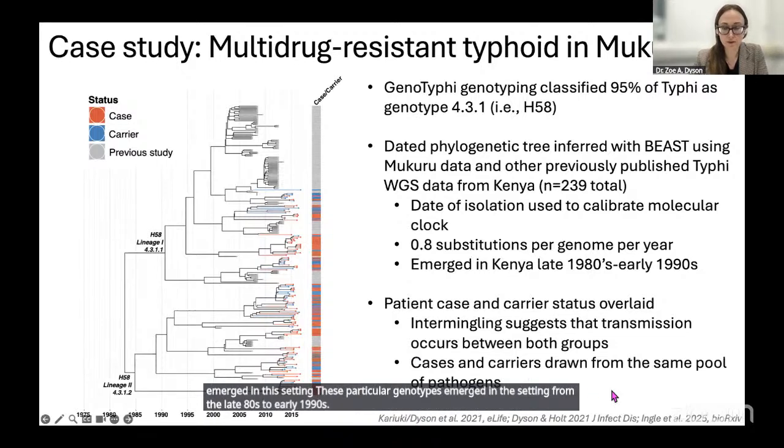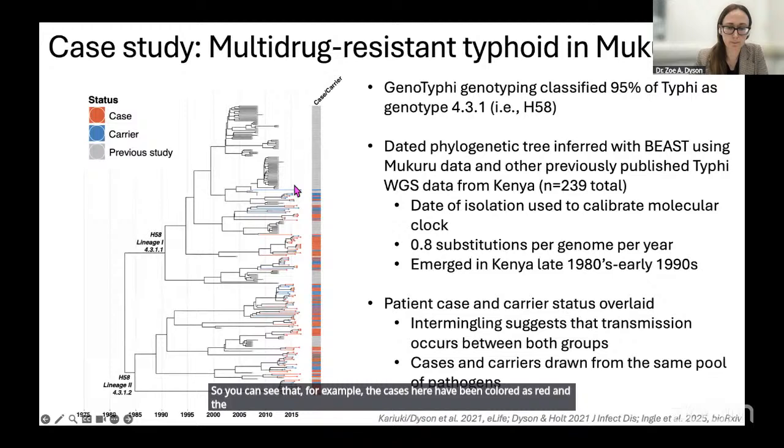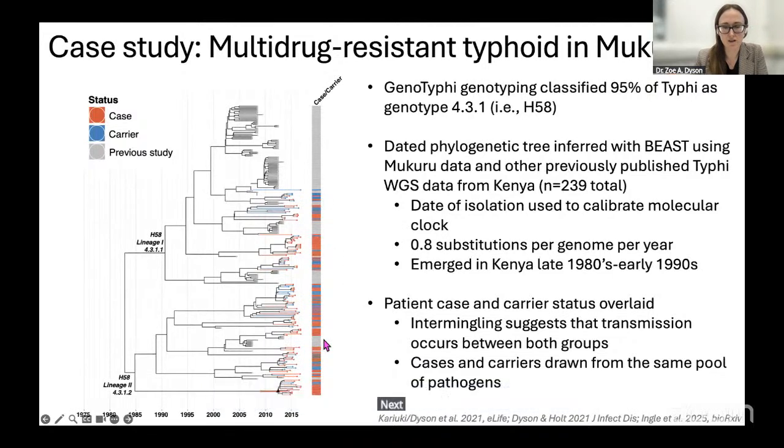Now, the next thing was to include patient data in this phylogenetic tree. So you can see that, for example, the cases here have been coloured red and the carrier samples have been coloured blue in both the branches and this coloured bar next to it, just to aid comprehension. And the previous data from other studies is coloured in grey.